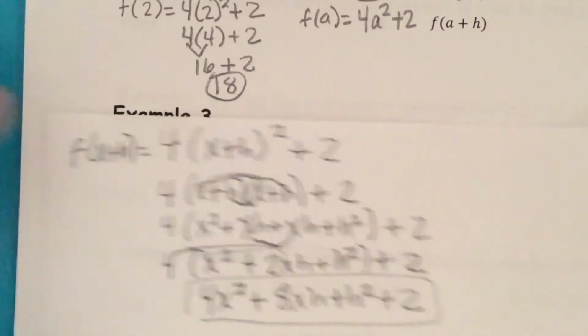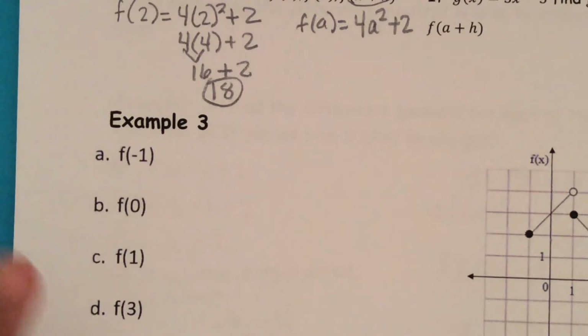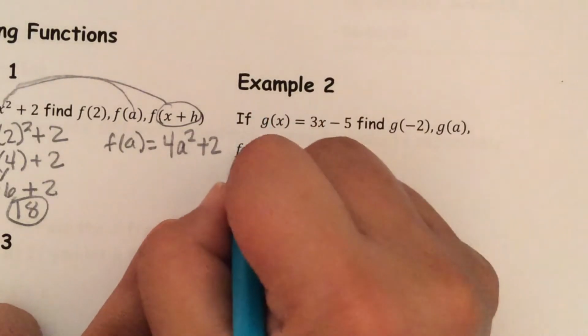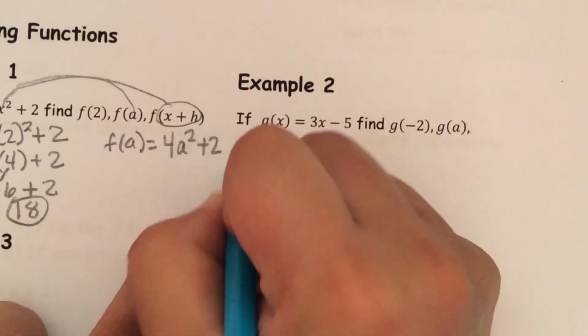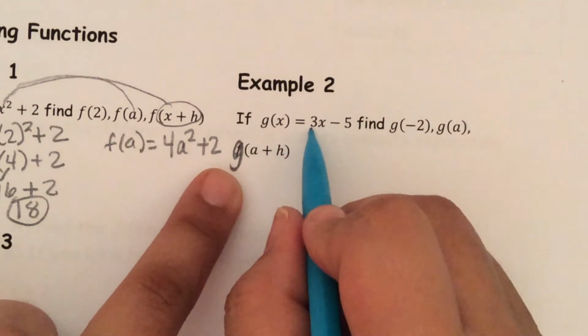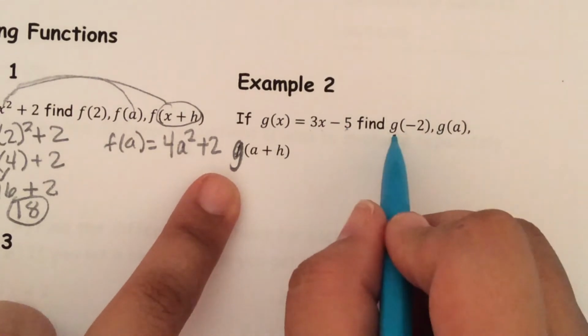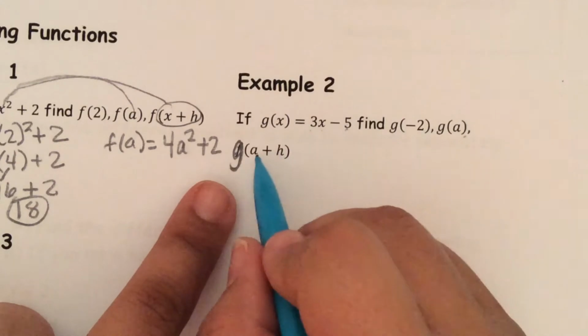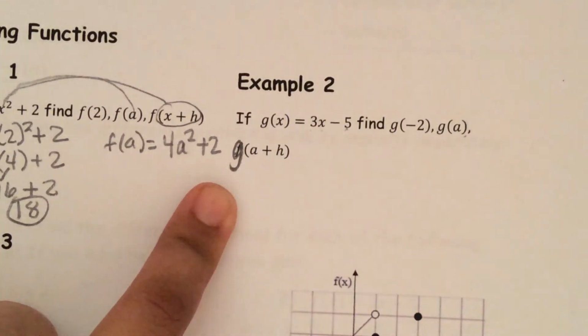Okay, let's go to example 2. Example 2, we're going to have, oh, this is a G. Okay, so example 2, we're going to have g of x is equal to 3x minus 5. We're going to find g of negative 2, g of a, and then g of a plus h.